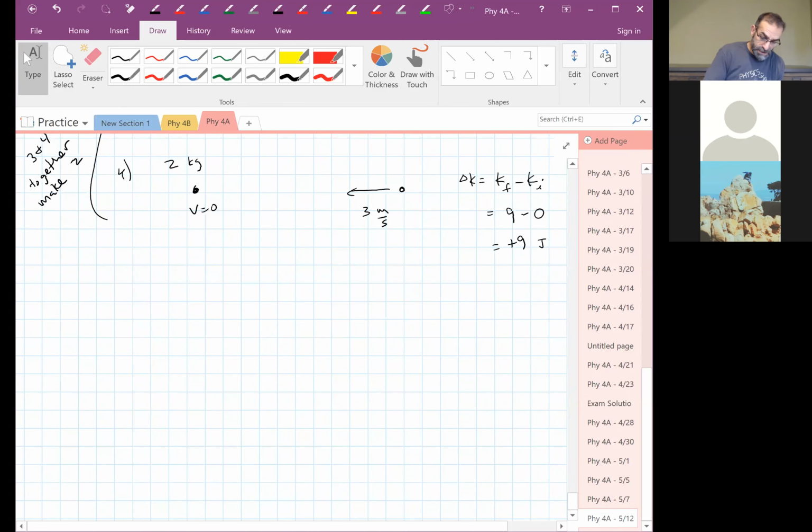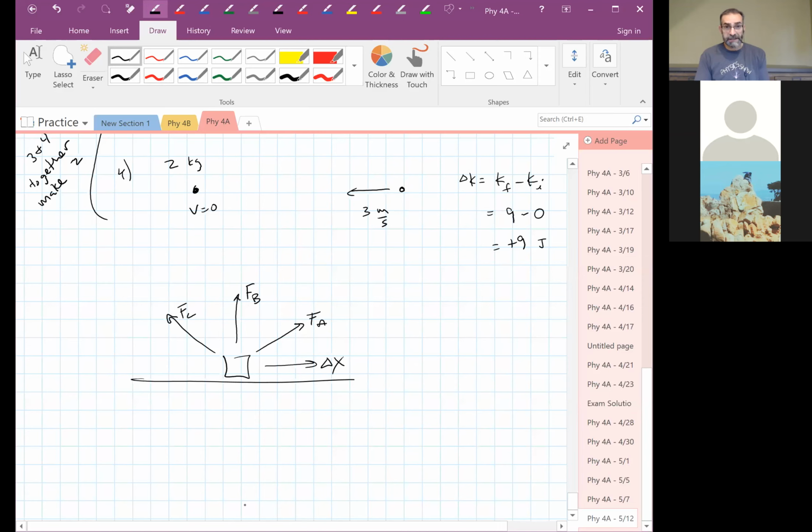So when we exert a force on an object, right, if that force has some component in the direction of motion, it's doing work on that object. So our force has to have some component in the direction of motion. If the object is moving this way, the force has to have some component in that direction. So FA, FB, FC, this is the displacement of our object.